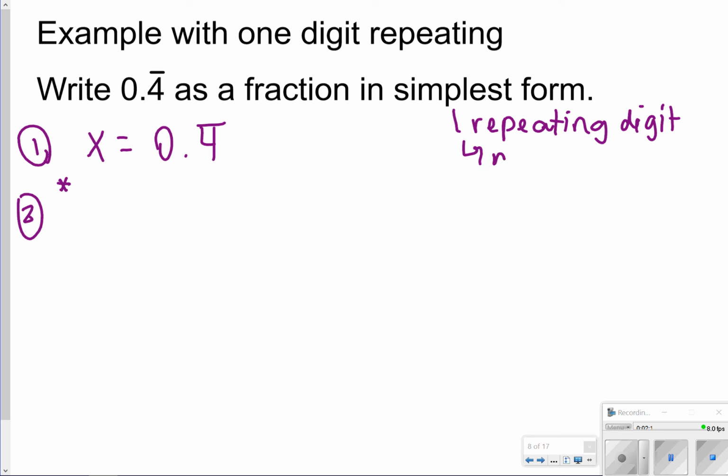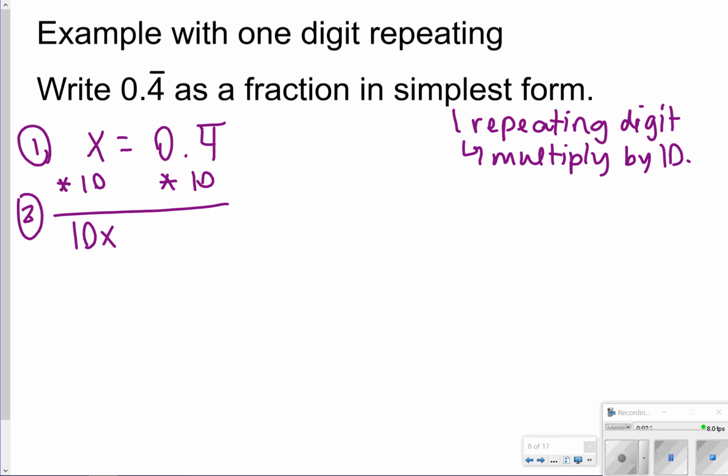I will multiply each side by 10. Okay? So I'm going to multiply x by 10, and I'm going to multiply 0.4 by 10. That is going to look like this. X times 10 is 10x, and 0.4 repeating times 10 is going to get me 4.4 repeating, because I'm basically just moving over the decimal one time to the right. Okay? The next step is super important.